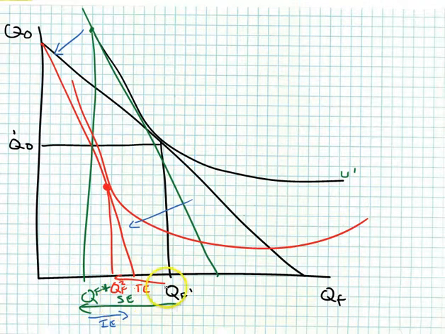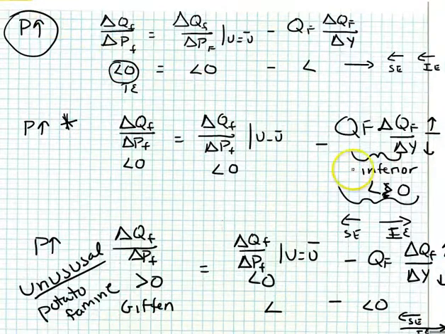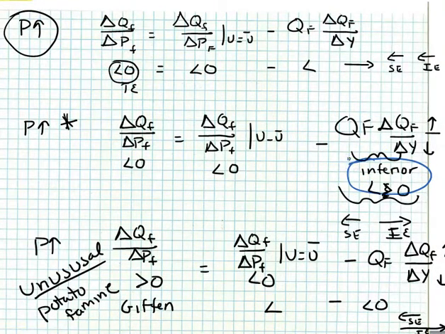So the total effect is QF1 to QF2. The substitution effect is QF1 to QF star. The income effect is QF star to QF2. Now what you can see here, and I can go back to the previous slide, is we have an inferior good as an example on the next page.